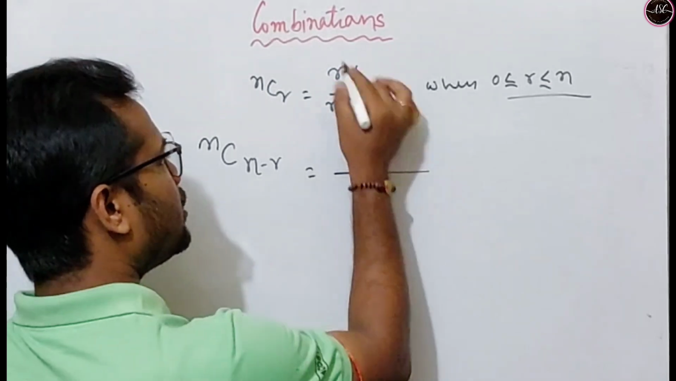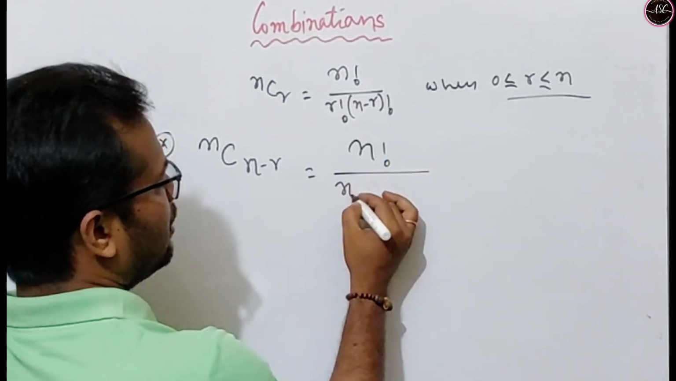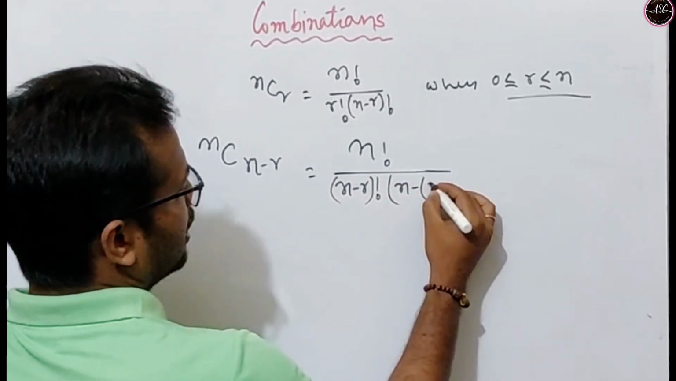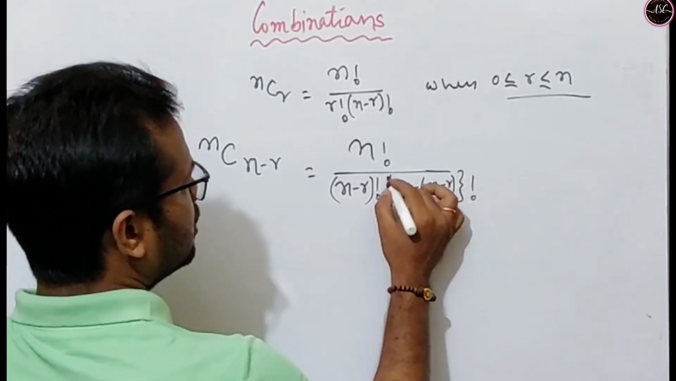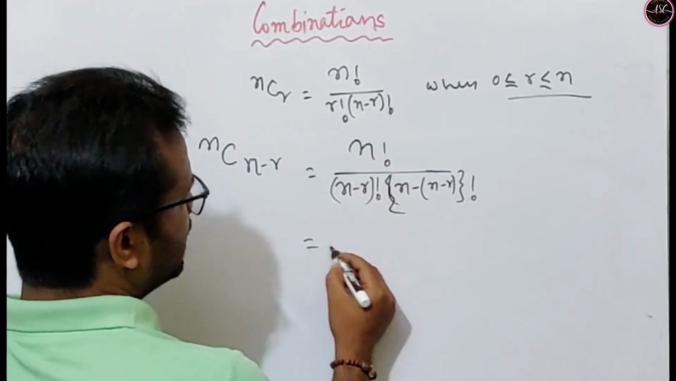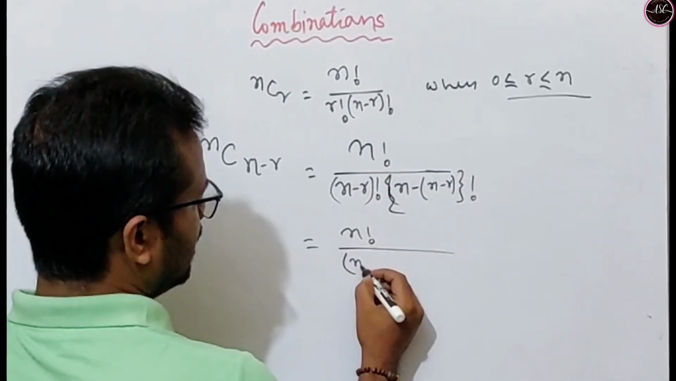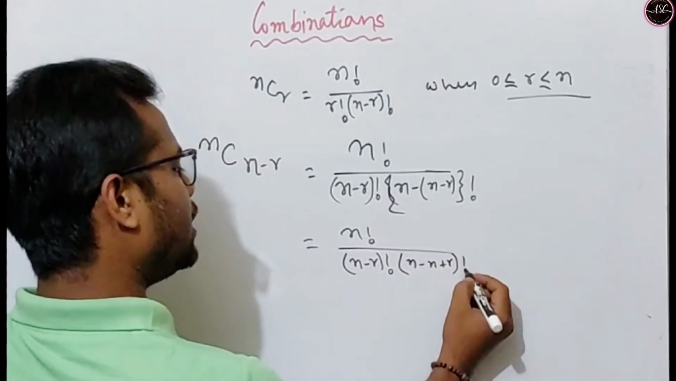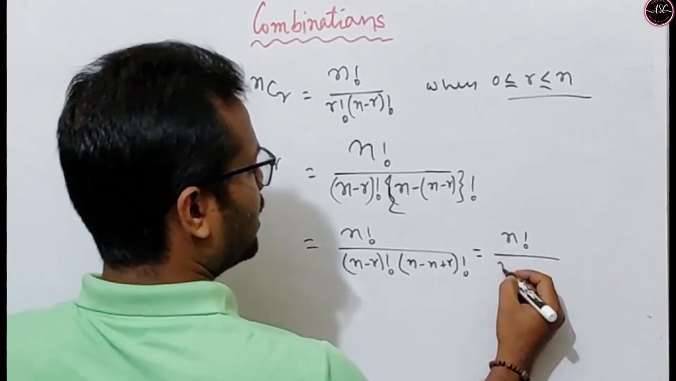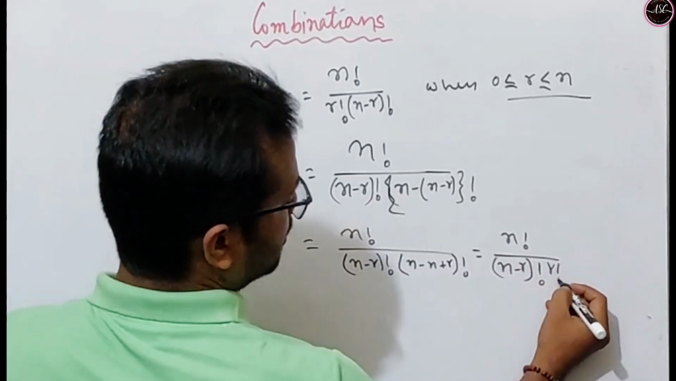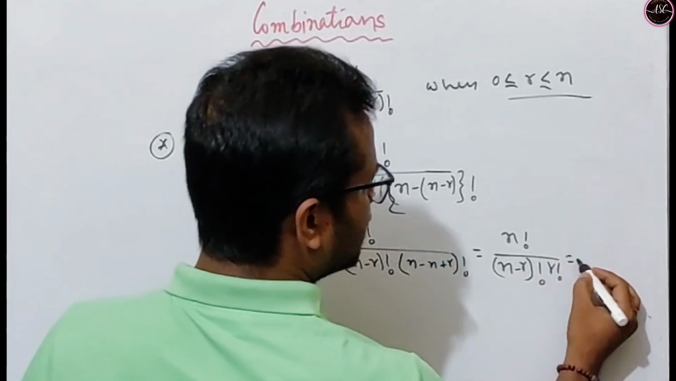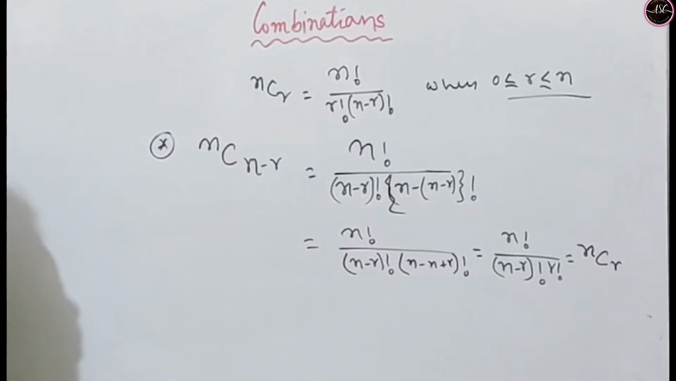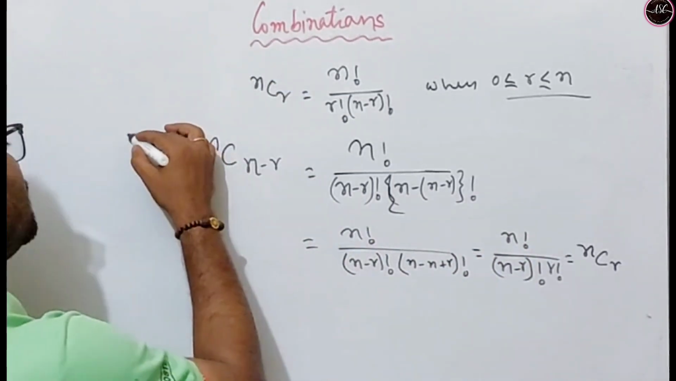Just putting this formula, n factorial divided by (n minus r) factorial into (n minus r), this is within the second bracket factorial. So this can be written as n factorial divided by (n minus r) factorial, here n minus n plus r factorial. So n factorial divided by (n minus r) factorial into r factorial. This will be the same as this, so this can be written as nCr. So we get nC(n minus r) equal to nCr. This should be remembered.